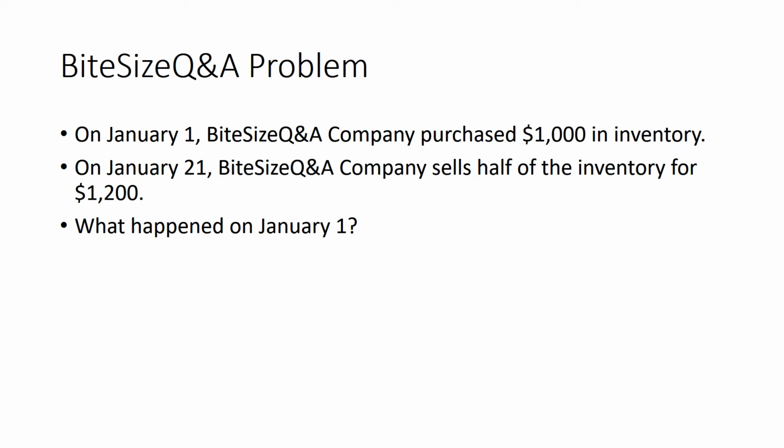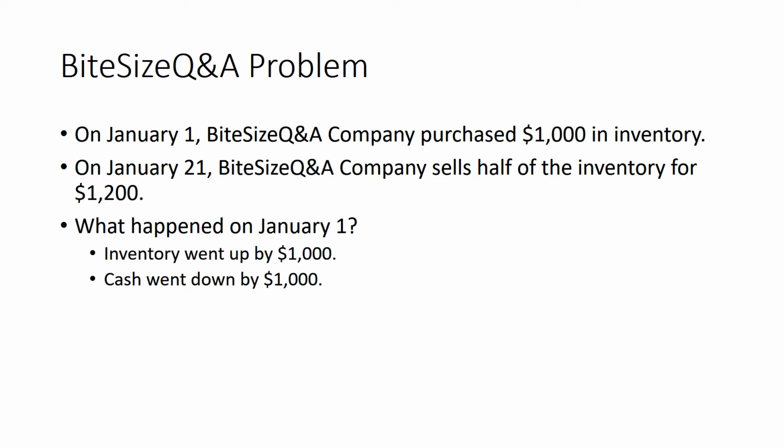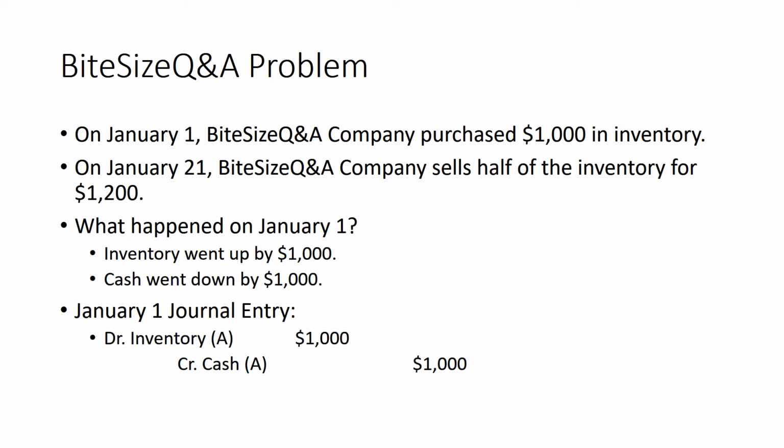So let's think about what happened on January 1st. Well, they purchased inventory, so inventory went up by $1,000, and paid cash for it, so cash went down by $1,000. The journal entries would be credit cash for cash going down, and debiting inventory for $1,000 for the fact that inventory went up by $1,000.